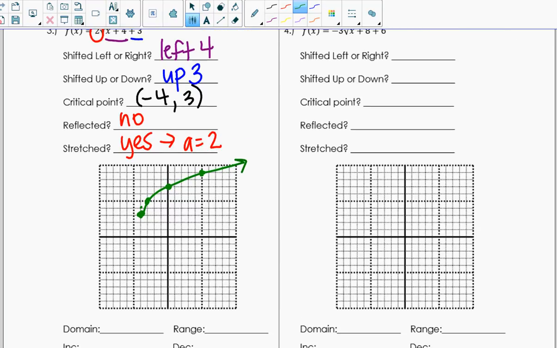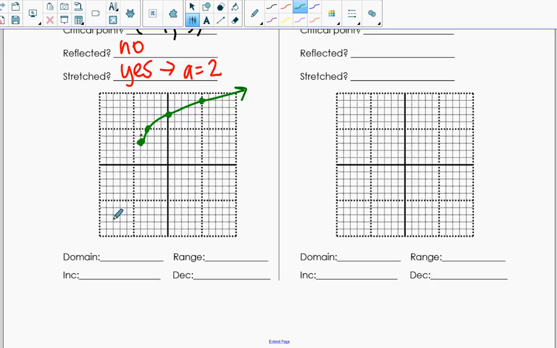Okay. So our domain here. Use that critical point. The smallest x value you have here is negative 4. So your domain is negative 4 to infinity. The smallest y value you have here is 3. So your range is 3 to infinity.